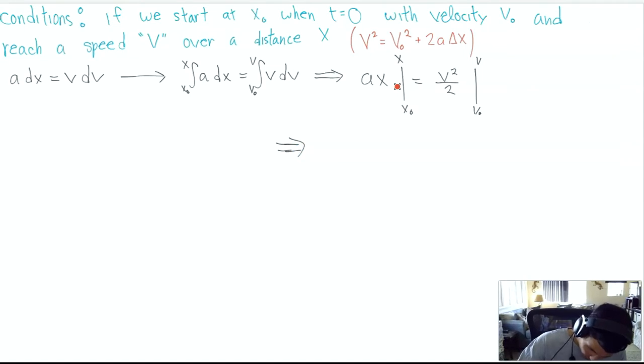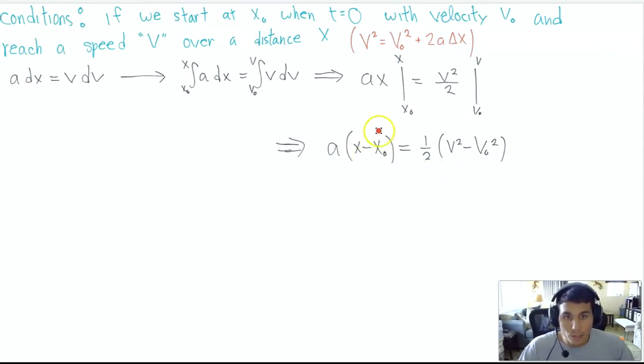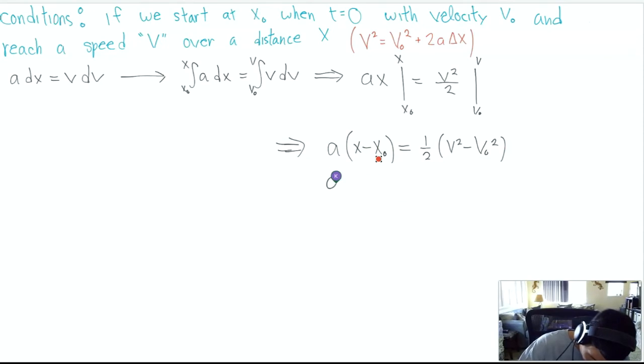Well, we get A multiplied by x minus x0, and let's put the 1/2 on the outside, and then this V squared becomes V squared minus V0 squared. What's a way to say x minus x0? We could say it's a change in x, right? That's what we could say.